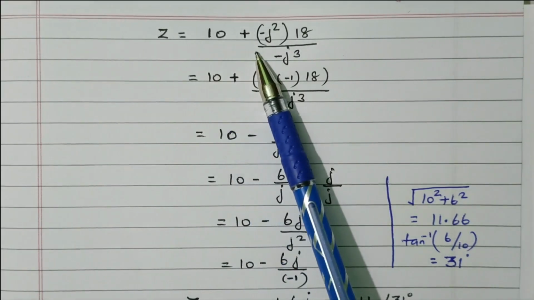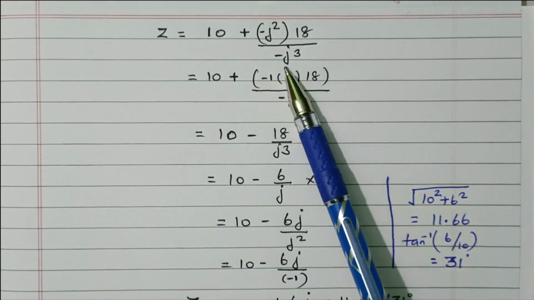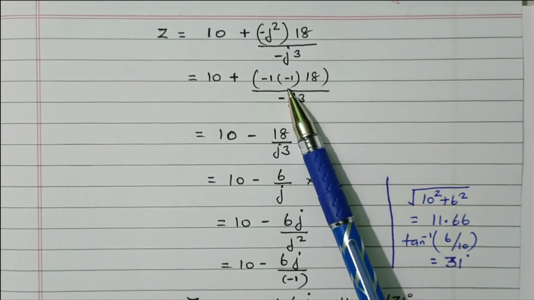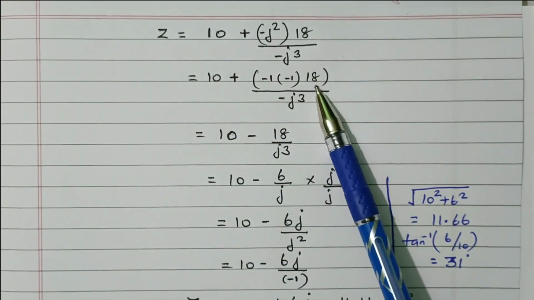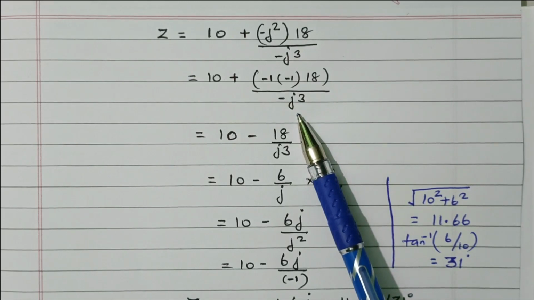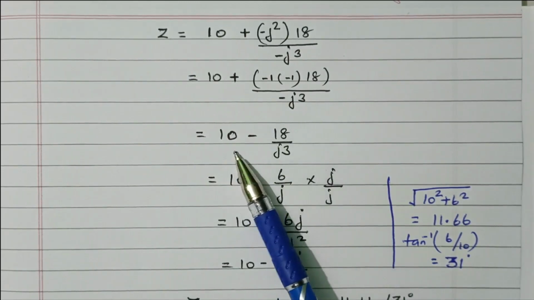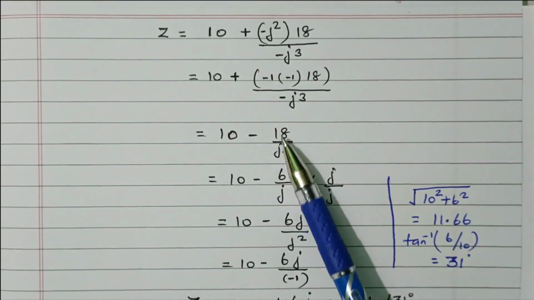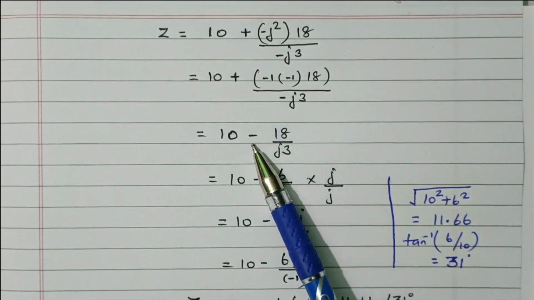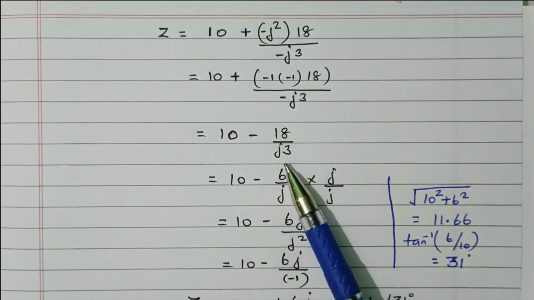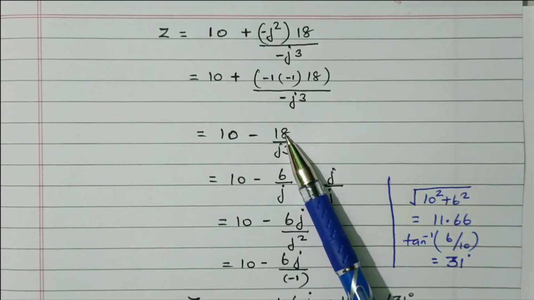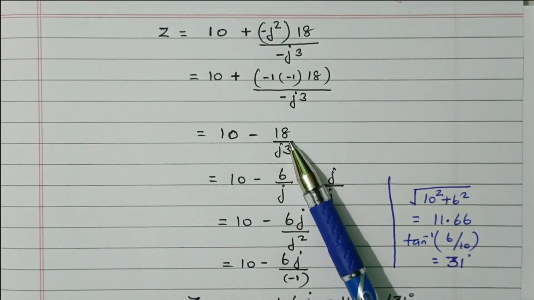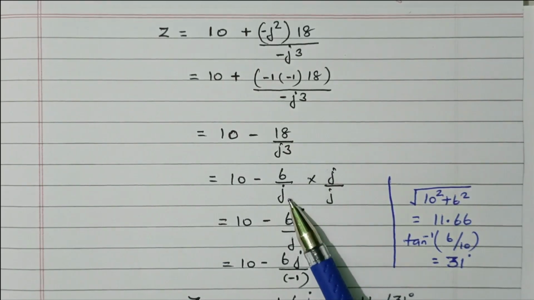So 10 plus, j squared into minus 6 j squared gives 18 divided by minus j3. After simplification, we know that j squared value is minus 1, so minus j squared into 18 divided by minus j3. Right? So 10 minus, here minus of minus becomes plus, so 18 divided by j3. Due to the negative sign in the denominator, we have a negative: 10 minus 18 divided by j3. Right. If I simplify this, 18 by 3 is nothing but 6, so 6 divided by j.